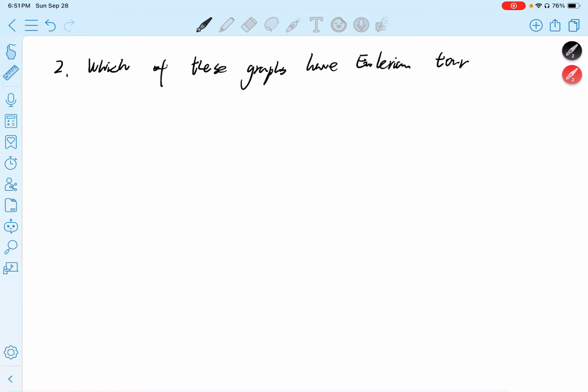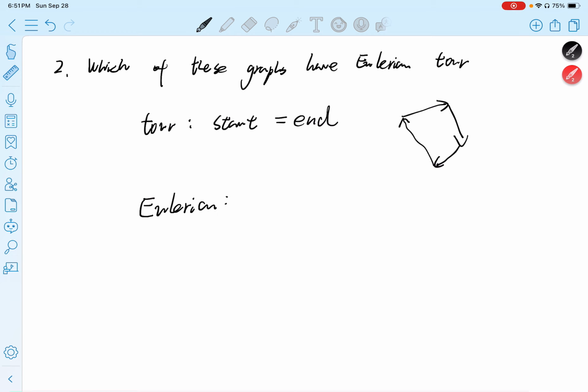What is a tour? A tour is a kind of walk that has start equal to the end. For example, it would be a random walk, but at last it goes back to where it starts. So this is a tour. And what is Euclidean? Euclidean means that you visit every edge exactly once.